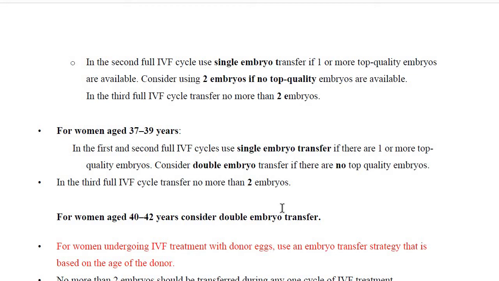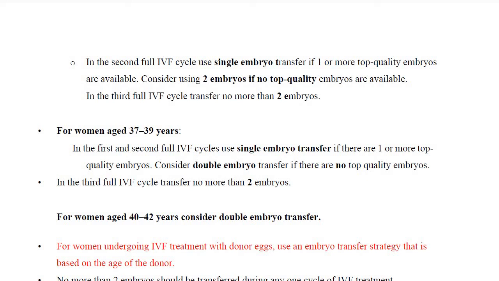Now, if the age of the woman is between 37 and 39, so in the first and the second full IVF cycle, use single embryo transfer if there are 1 or more top quality embryos. Consider double embryo transfer.